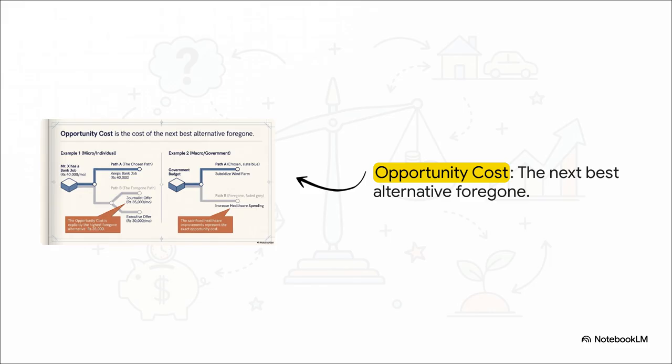Take the micro level, for example. If someone turns down a 35,000 rupee journalist job to stay at their current bank job, their opportunity cost is explicitly that 35,000 rupees. Now zoom out to the macro level. By choosing to heavily subsidize a wind farm, the opportunity cost is the specific healthcare improvements a government had to abandon to pay for it. The laws of scarcity literally spare no one.